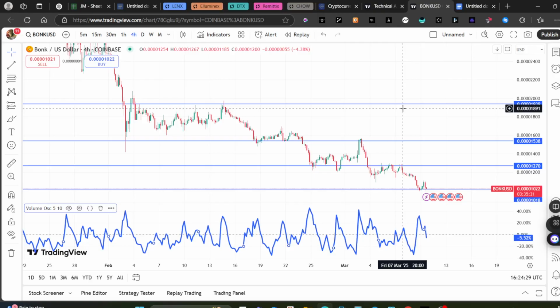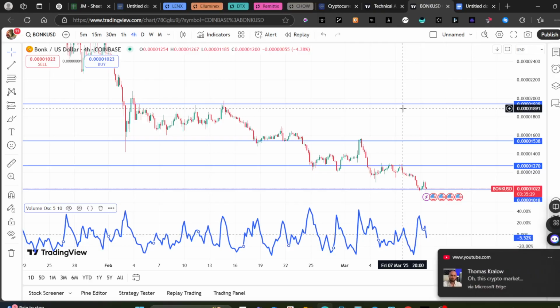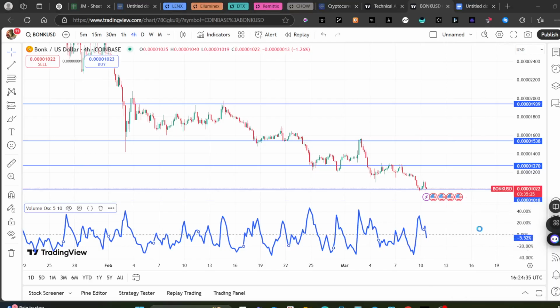So that is a wrap on the volume oscillator indicator. Now that you know how it works, how to set it up and how to interpret its signals, go test it out on your charts.